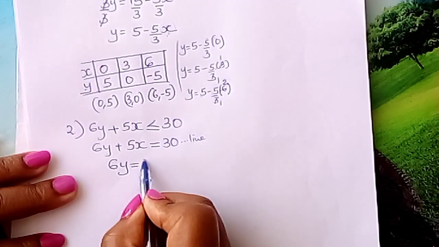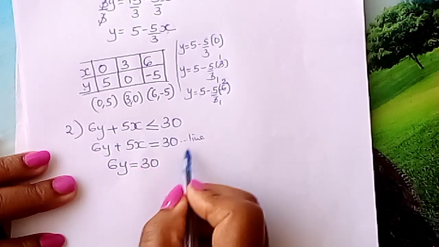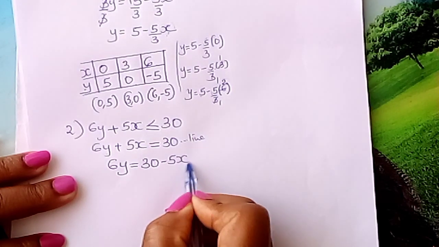So 6y is equal to 30. Take this to the other side, it becomes minus 5x.